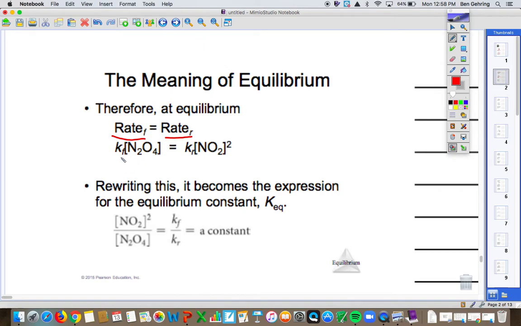So if we take those equations from above, you get Kf, which is your forward constant, multiplied by N2O4 equals Kr, which is your reverse constant, times NO2, and again this is squared. To get rid of these constants, we can solve for them. If we solve for Kf over Kr, I want to get Kf divided by Kr. So right now I have Kf times N2O4 equals Kr times NO2 squared.